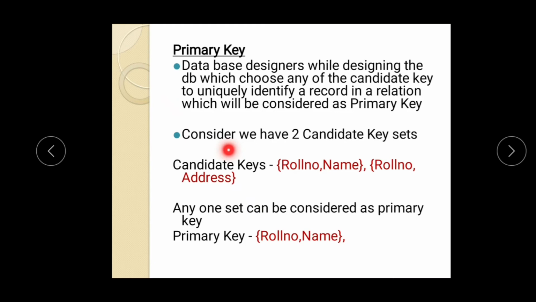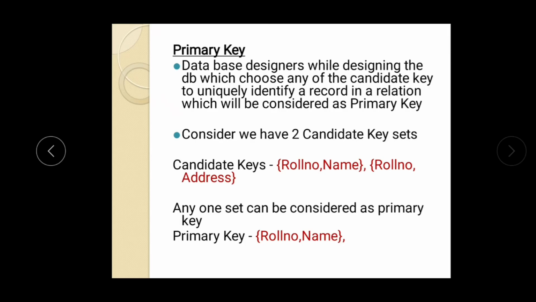Clear? So here we have two candidate keys, roll number and name, and roll number and address. The database designer is choosing the first one as the primary key. So any one set can be considered as the primary key. Here the primary key is this one, roll number and name. What about this one? If he is choosing this as the primary key, this will be called the alternate key. Suppose he is choosing this as the primary key, then this one is the alternate key.